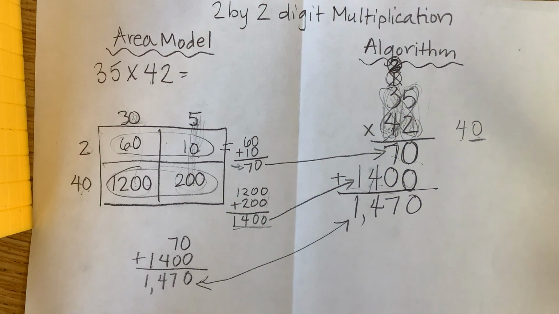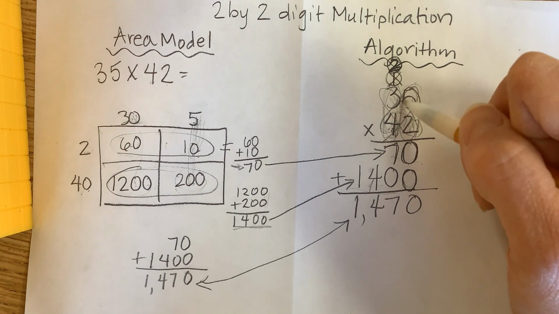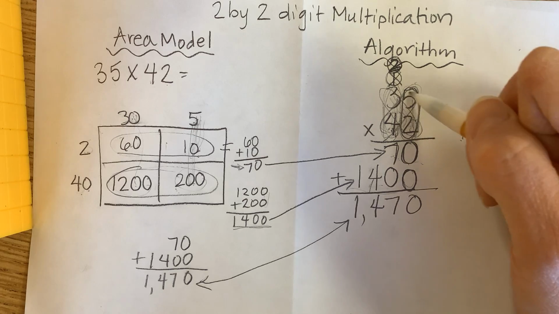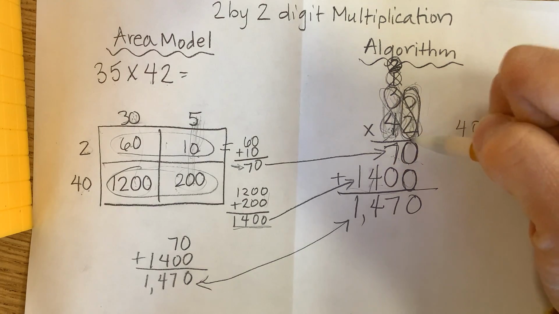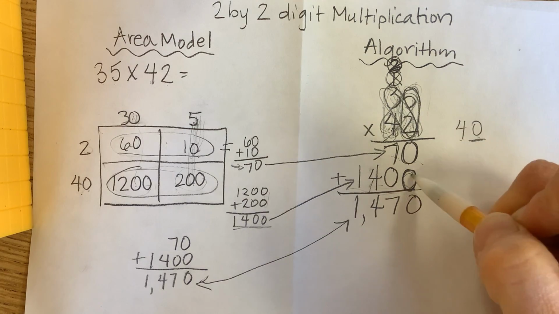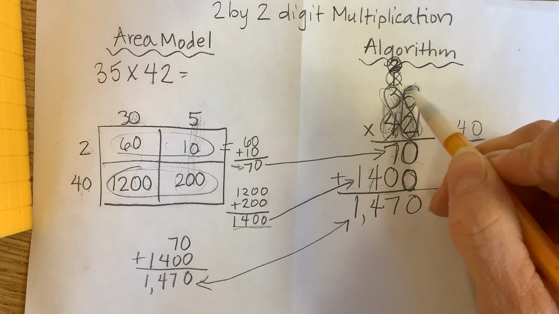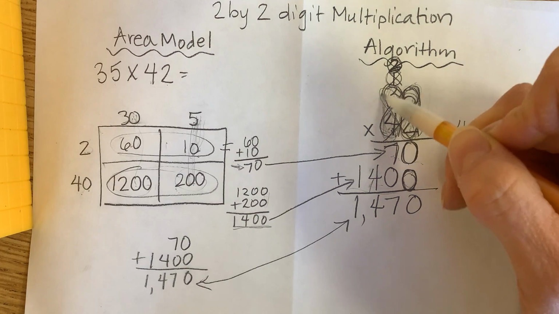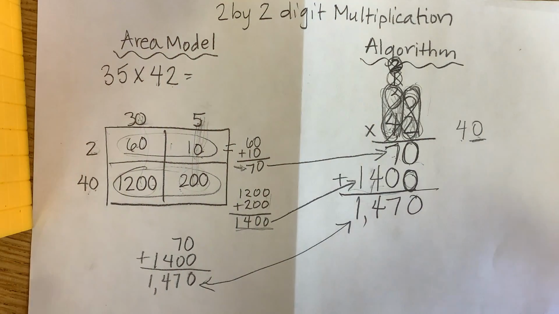Okay, so you can see how the algorithm is just a faster way of putting your partial products together, but you do have to be good at a pattern. You have to be good at going tens and ones, or ones and ones, and ones and tens. Then moving over, putting your 0 in, and doing tens and ones, and tens and tens. That is the pattern that we're working for.